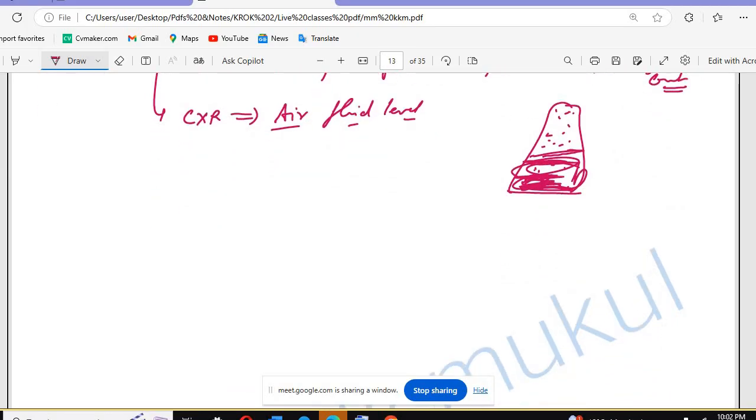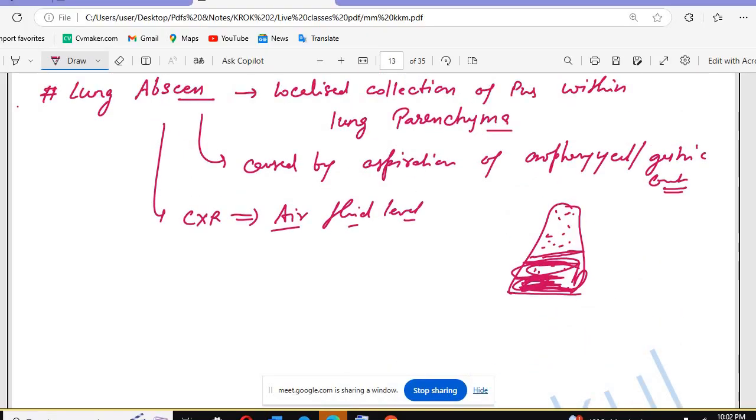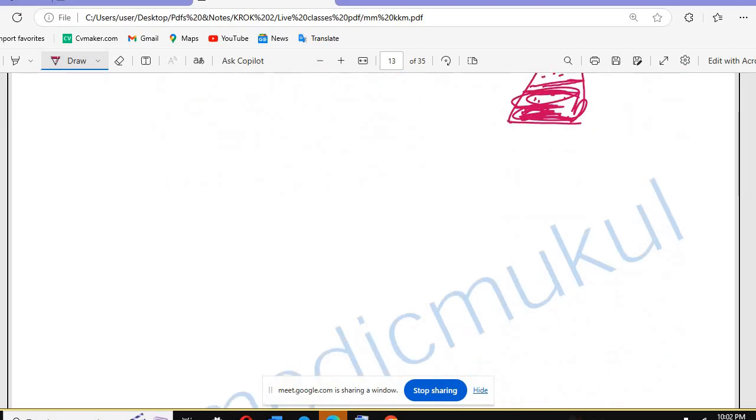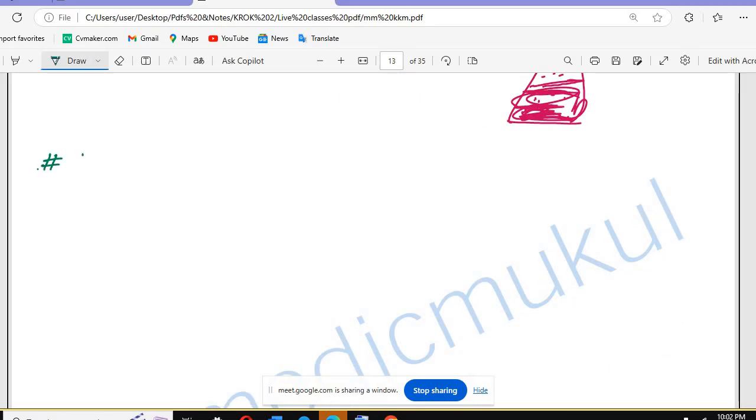If you are talking about air in the lungs, the air in the lungs is another terminology, which we call pneumothorax.